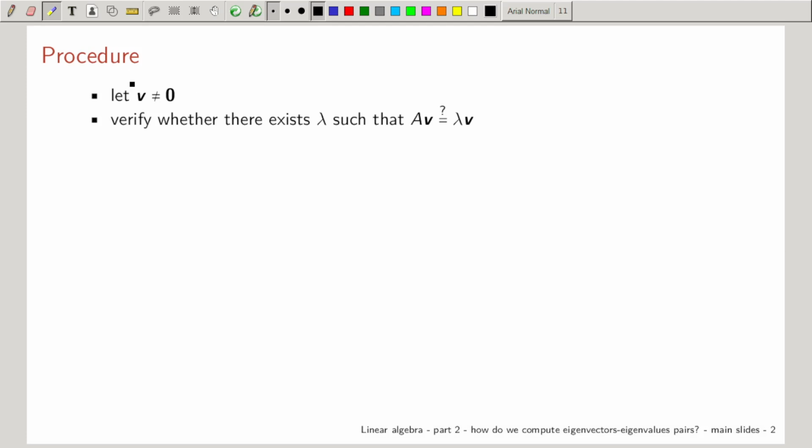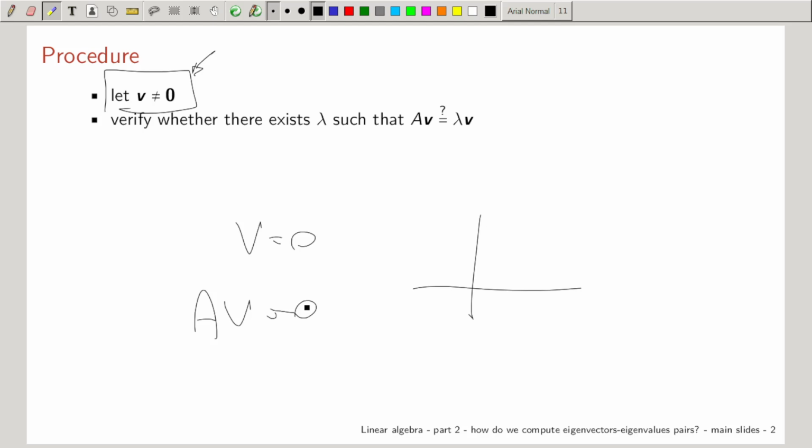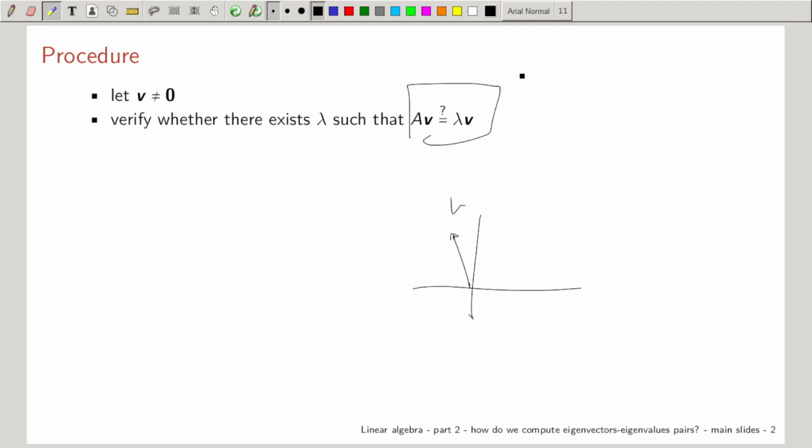So, procedure. We take a vector that is different from 0. Why? Because if we take v equal to 0 and we compute Av, we get 0 independently of anything. So we need to start with v different from 0. Then, given any v different from 0, we are asking ourselves if Av is going to be equal to lambda v. Lambda in general also complex.